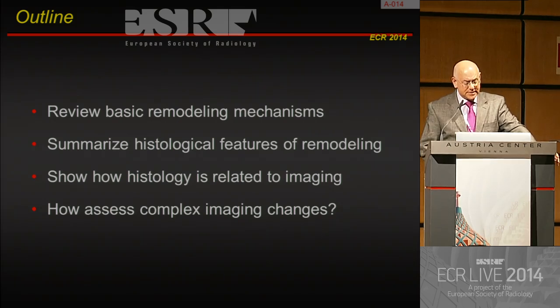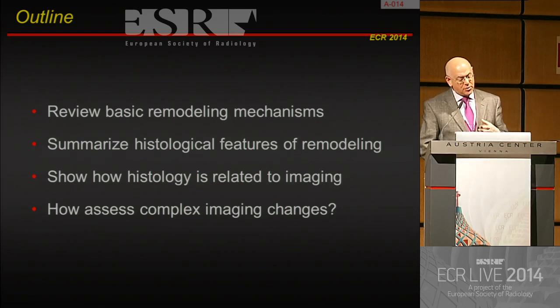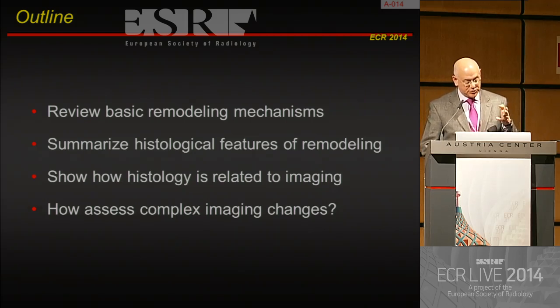So what I would like to do in the next 20 minutes or so is to review with you the basic mechanisms of remodeling, to summarize the histological features of remodeling, to show how histology in remodeling processes relates to imaging, and finally, hopefully, to provide you with some clues about how to assess the complex imaging changes that we see in these diseases that are associated with remodeling processes in the lung.